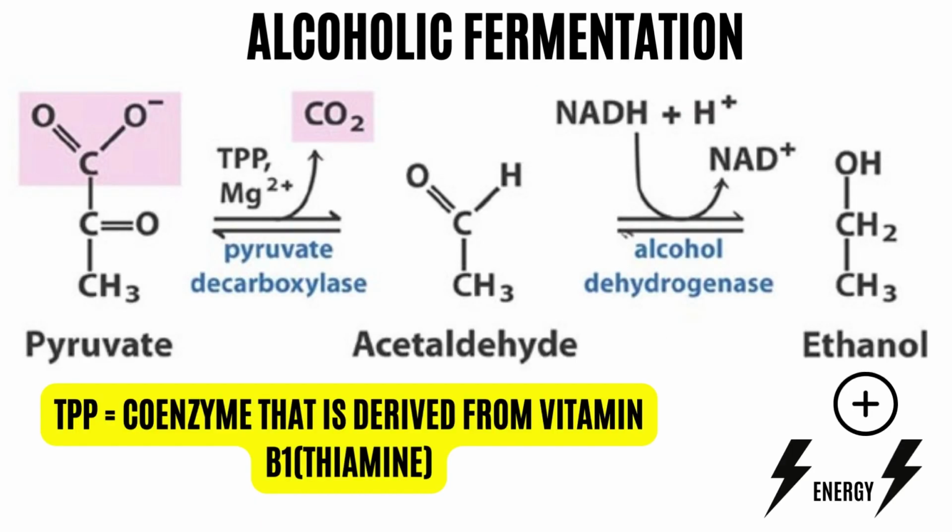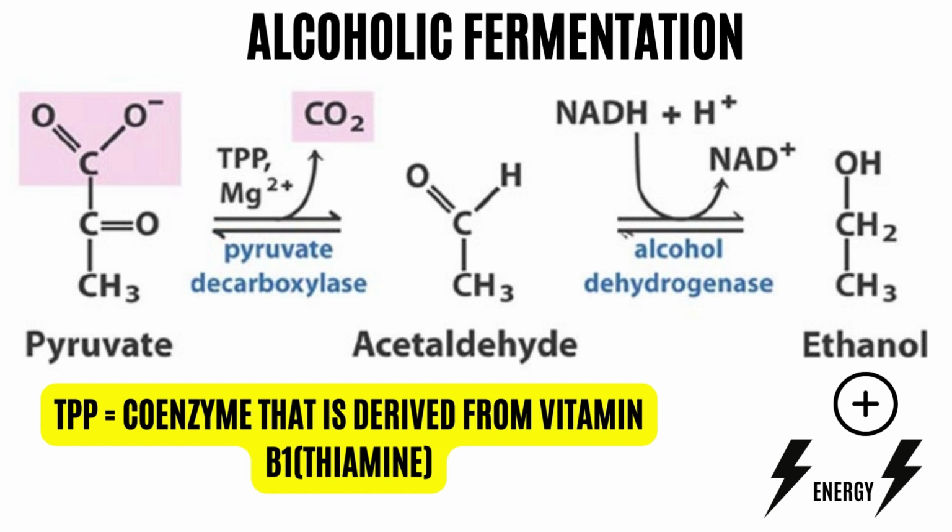Now, we will look at alcoholic fermentation. Organisms like yeast carry out alcoholic fermentation. Again, we use pyruvic acid. The carbon atom in pyruvic acid is removed by the enzyme pyruvate decarboxylase. What then happens? The carbon atom will combine with oxygen and get released as carbon dioxide gas. Pyruvic acid is converted to acetaldehyde.